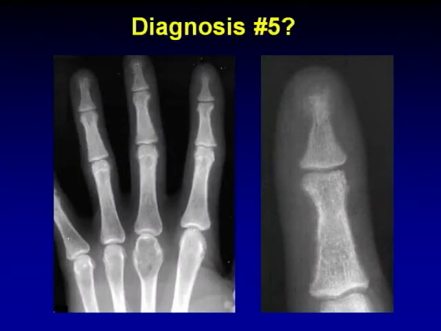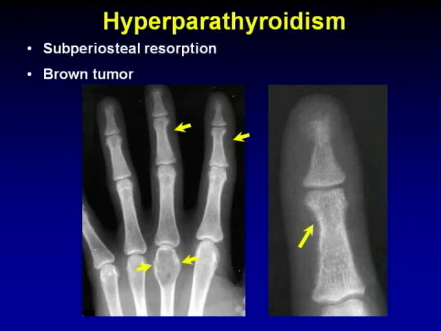Next unknown, hyperparathyroidism. Note the subperiosteal resorption bilaterally, as well as this focal area of osteolysis from a brown tumor.